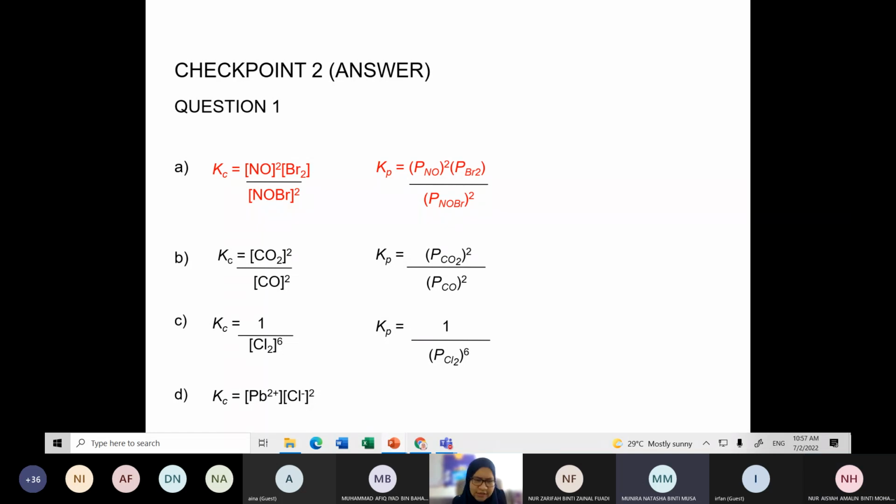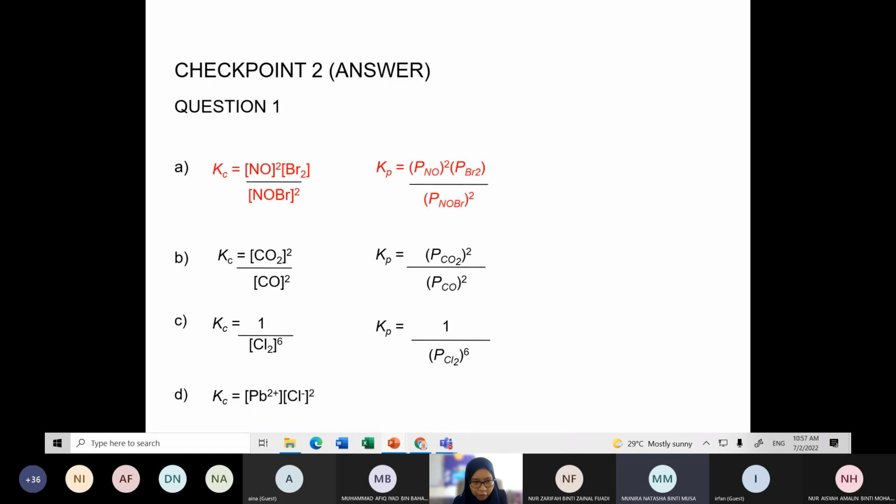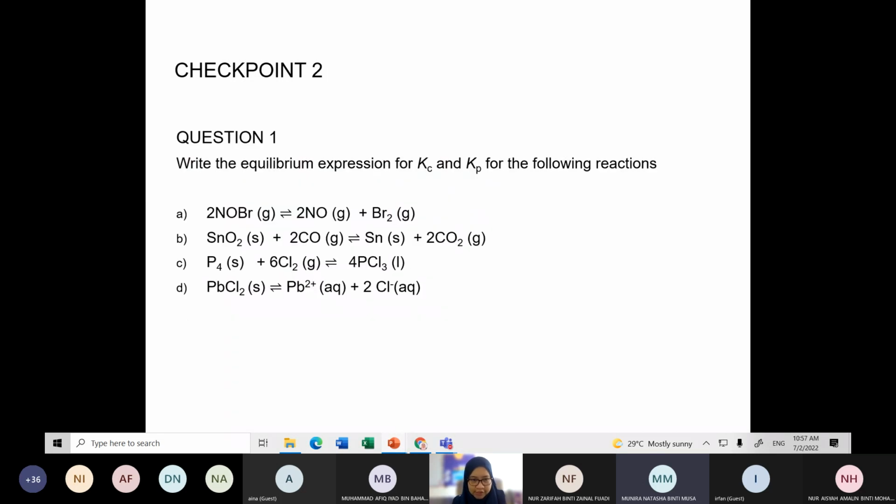So look at C. Question C. This one, okay, because we have 1 over concentration and this one 1 over partial pressure, kan? Okay, let's look at C. Okay, so we have solid here and we have liquid there as product, but we have gas also. Okay, so remember this one kita boleh replace sebagai 1 lah. Okay, dia punya concentration ataupun the activities is equal to 1.